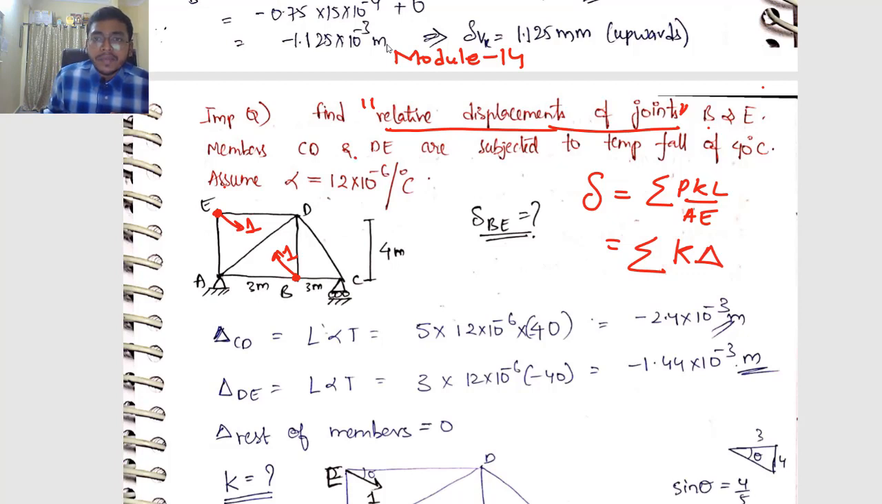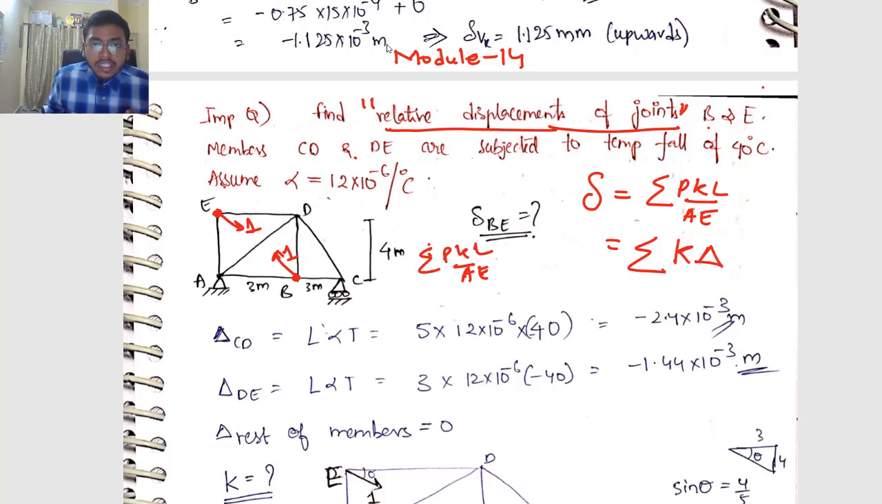Here we have to find relative displacement because of the temperature rise or fall. See, if we have to find the relative displacement because of some load acting, for example some load of 10 kilonewton or something, then what we have to do? We have to use the formula sigma pkl by AE. First find P values because of this 10 kilonewton, then remove this 10 kilonewton, apply this 1 unit load, and then find K values in all the members because of this 1 unit load and use the formula pkl by AE.